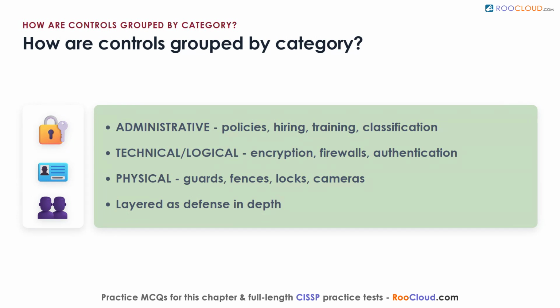These layer into defense in depth. Policy forms the outer ring. Technical controls guard against logical attacks, and physical controls stop real-world intrusion. Picture a castle with written rules, a locked gate, and a stone wall.